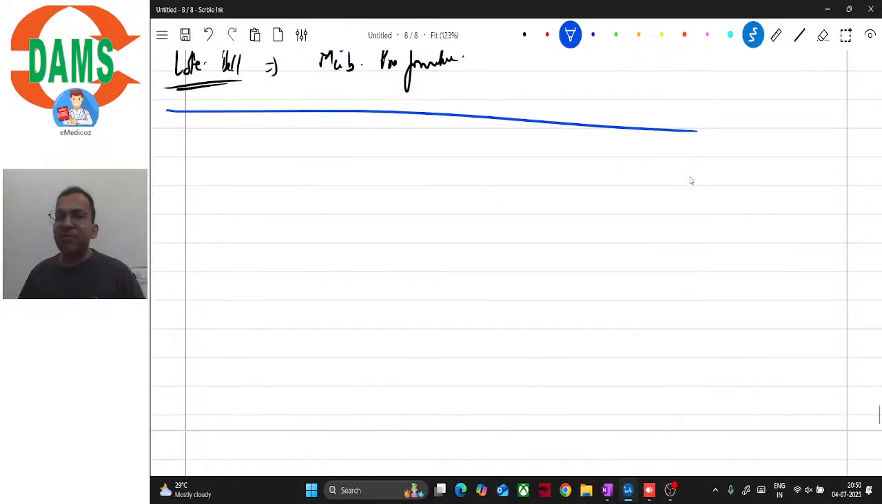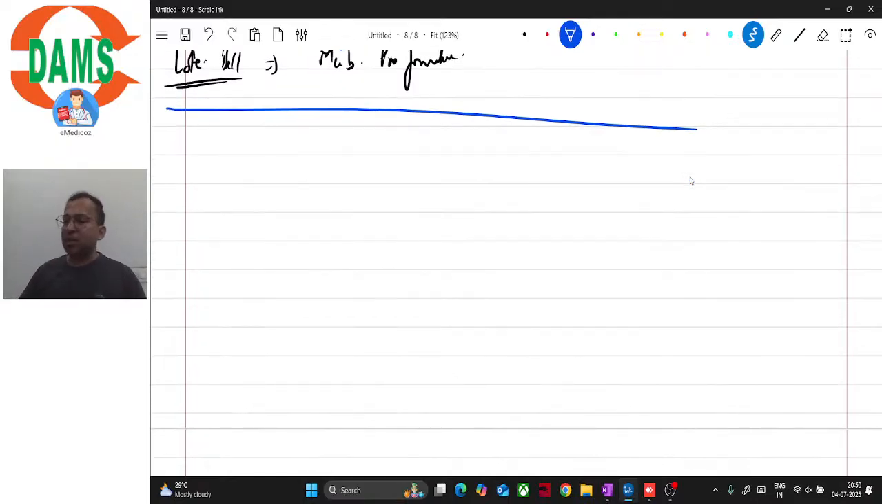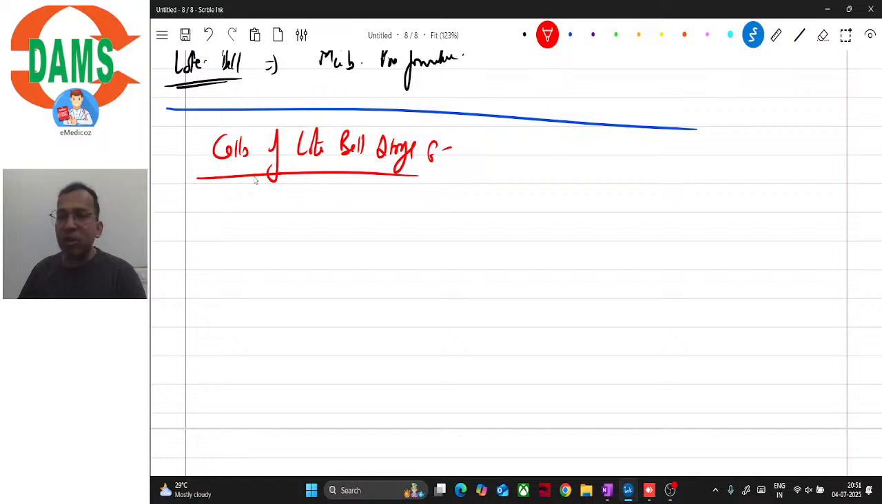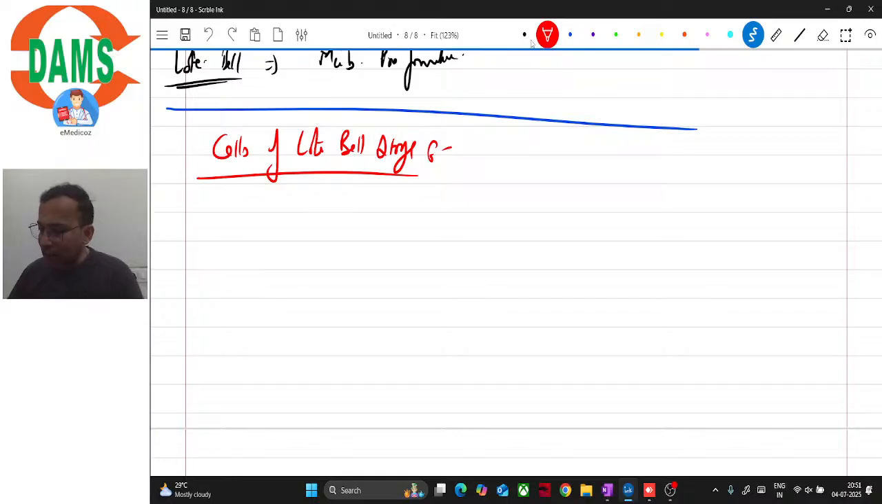So let's now go to the different cells that are present in the late Bell stage. What different cells are present in the late Bell stage? Cells of late Bell stage. Now we are studying different cells here because all these cells are present at this time, right? Before the late Bell stage, we did not have stratum intermedium, so not all cells were present, right? So what are the different cells?